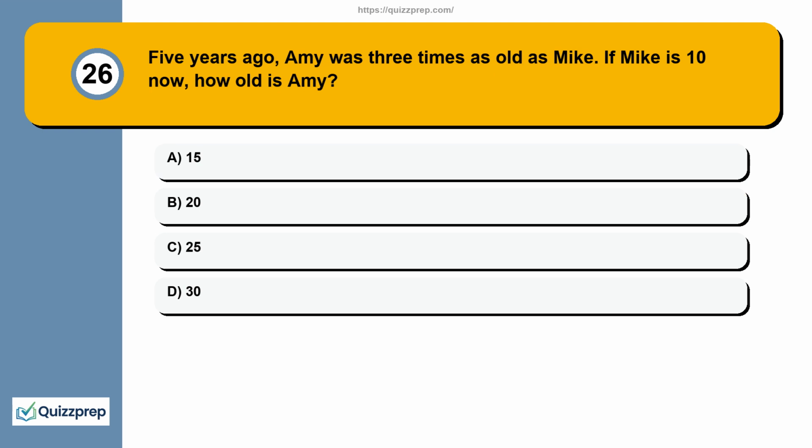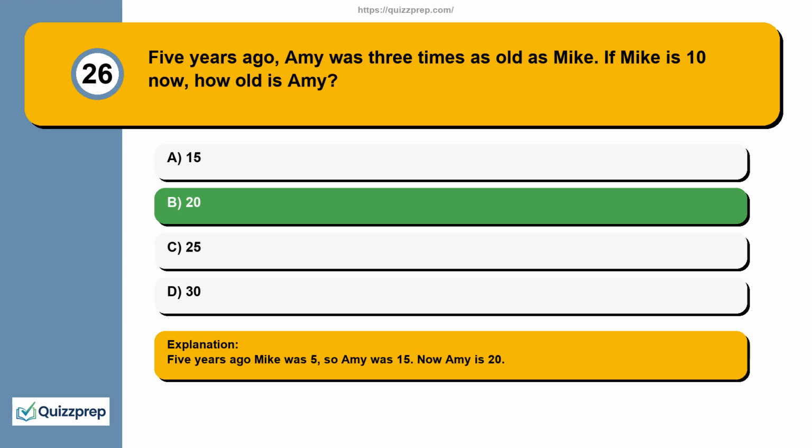Question 26. 5 years ago, Amy was 3 times as old as Mike. If Mike is 10 now, how old is Amy? 15, 20, 25, 30. 5 years ago Mike was 5, so Amy was 15. Now Amy is 20.